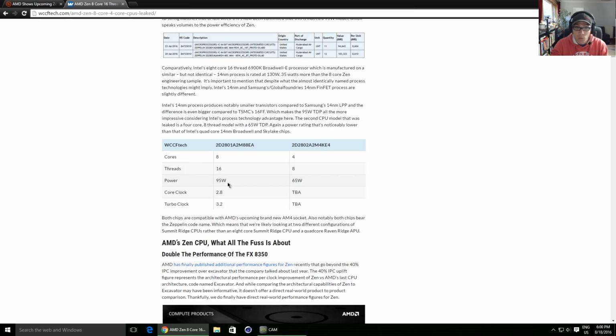Now, what is impressive is the power: 95 watts for that 8-core, 16-thread chip. That is unbelievable. When you look at the chip it is being benchmarked against in Blender, the i7-6900K, it has a TDP of 130 watts. That's 30 watts more than this Zen chip, and they're putting out the same performance.